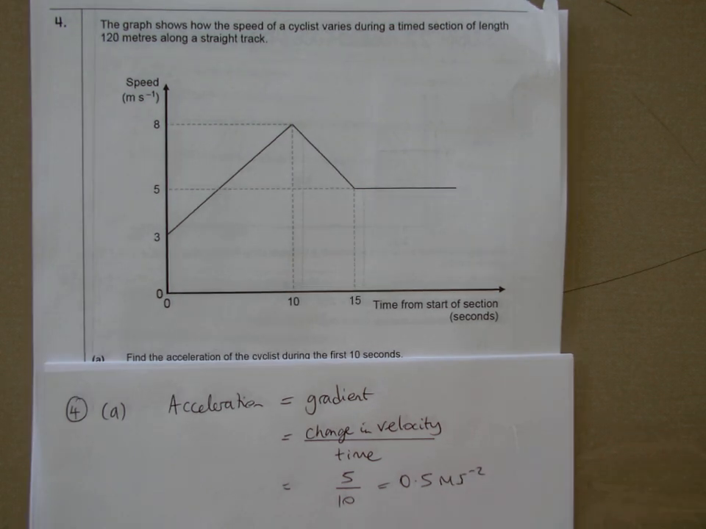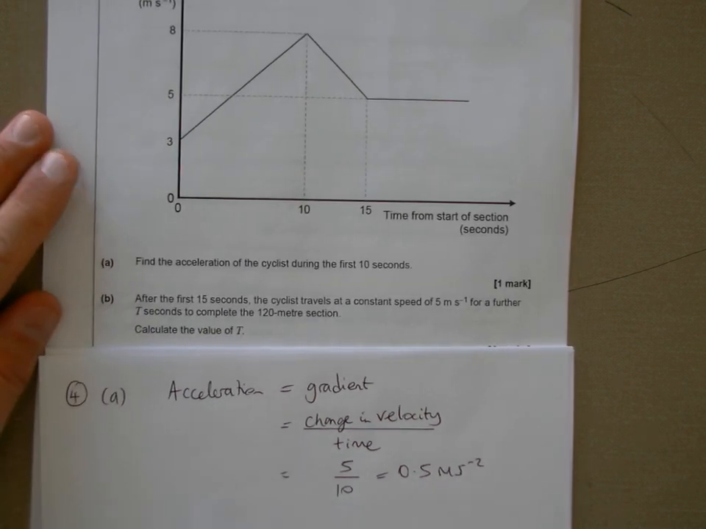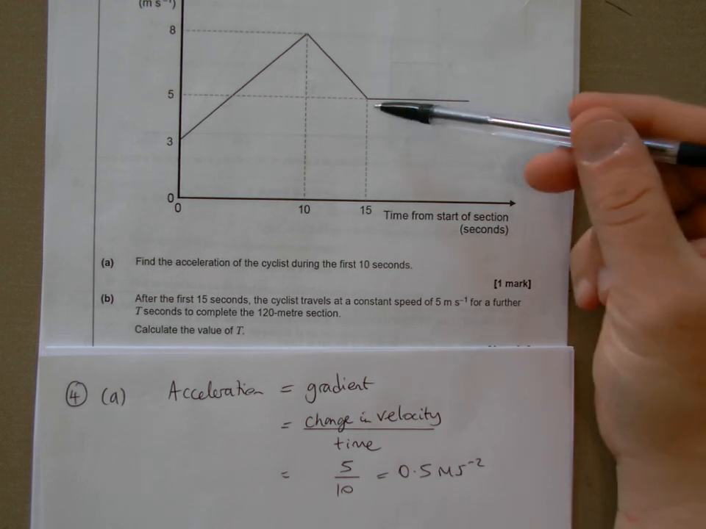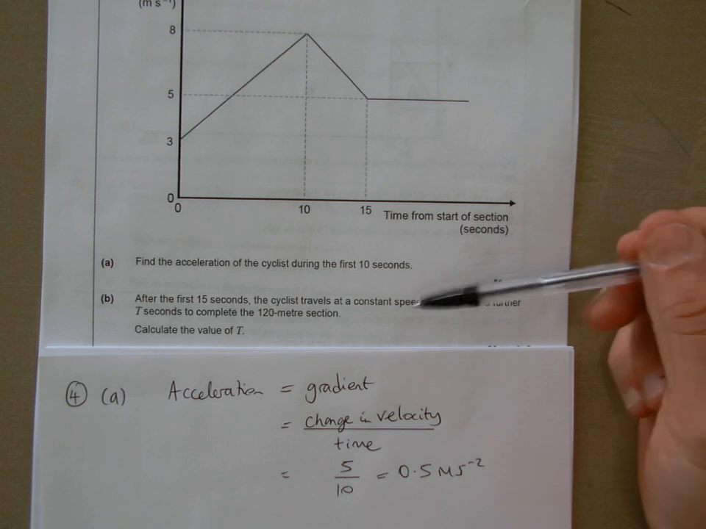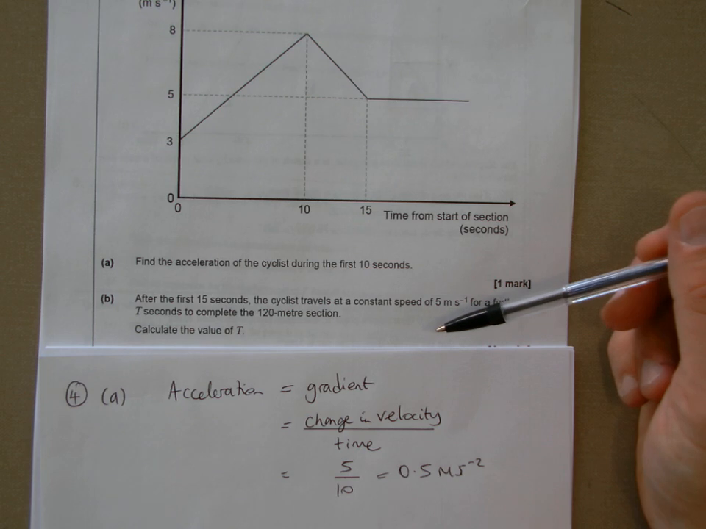Just like before in the first question, you can use SUVAT as well, and it'll come out to check. So part B then, it says after the first 15 seconds, the cyclist travels at a constant speed of 5 meters per second. So there you go, right? There he is there, or she is, 5 meters per second, for a further t seconds. To complete the 120 meter section, calculate the value of t.